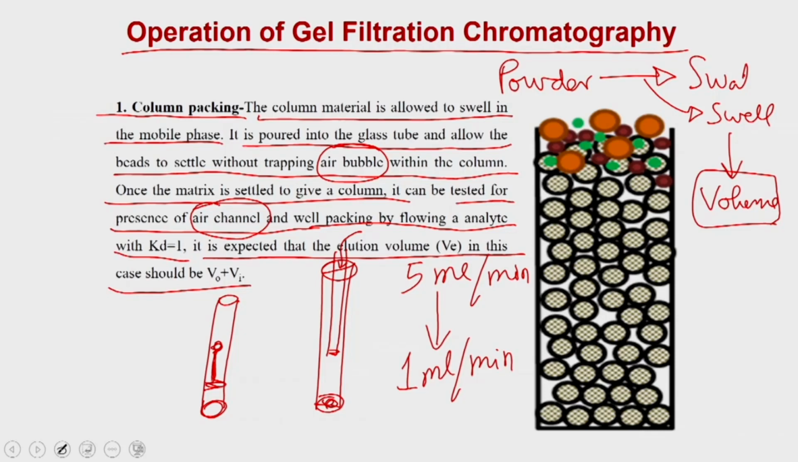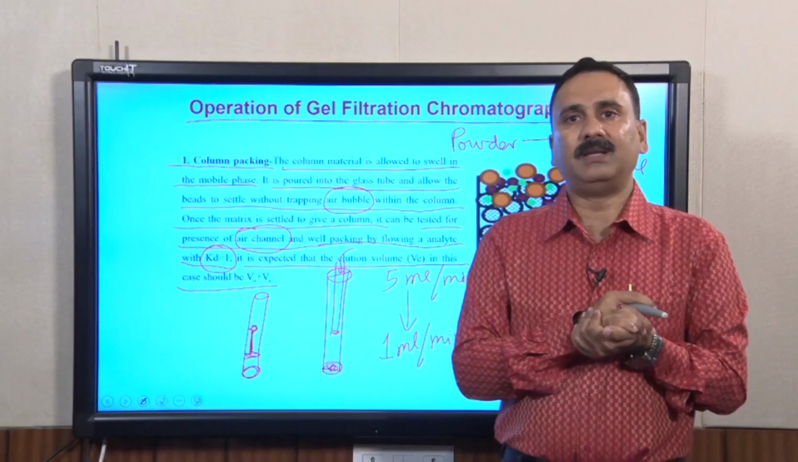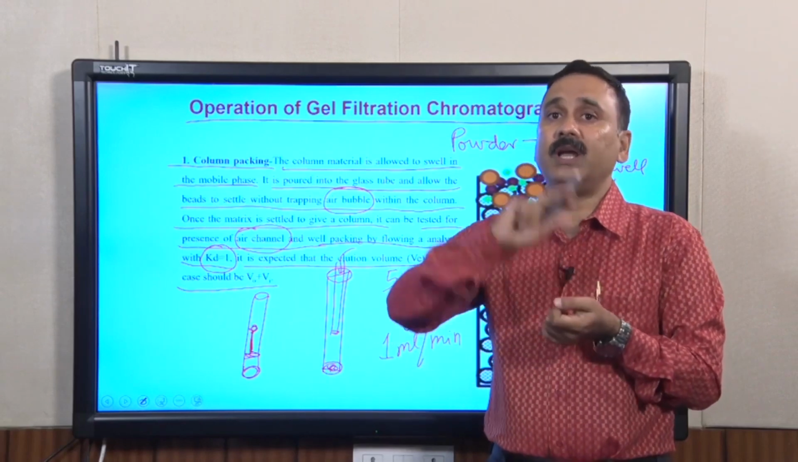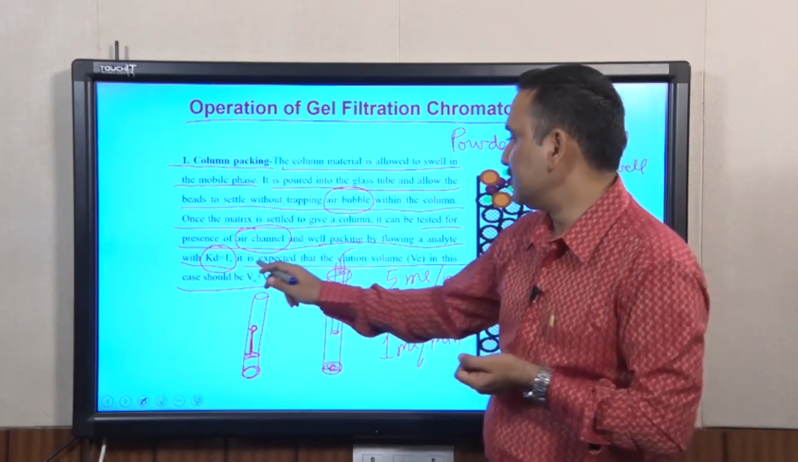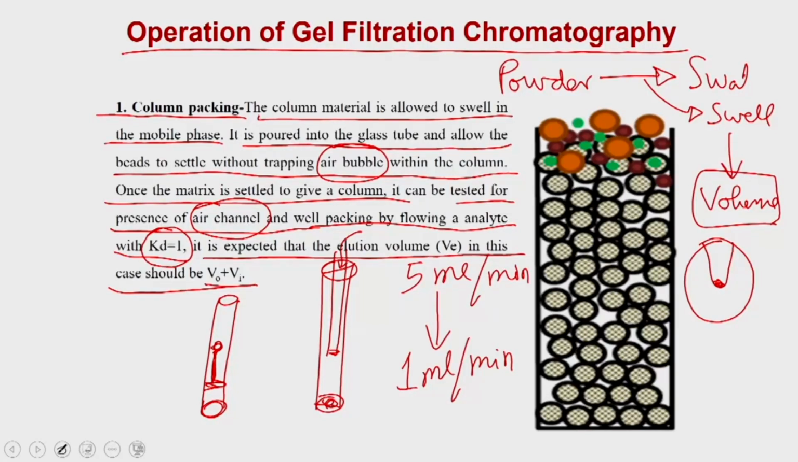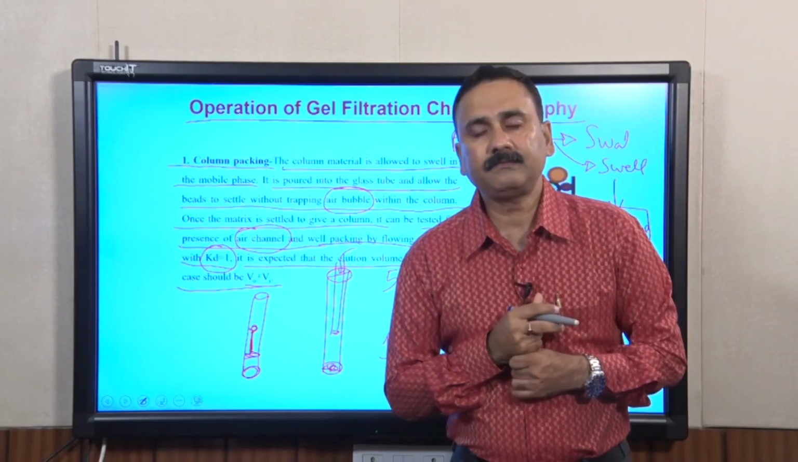Now, if you would like to test that, you have to pass through a material which is of Kd equal to 1. If you remember, we have said that Kd equal to 1 means the molecule is going to sit at the bottom of that particular pore, and it should take the amount of time equivalent to Vo plus Vi, which means it should travel all the way through the pores, the Vi, versus traveling from the top to bottom.